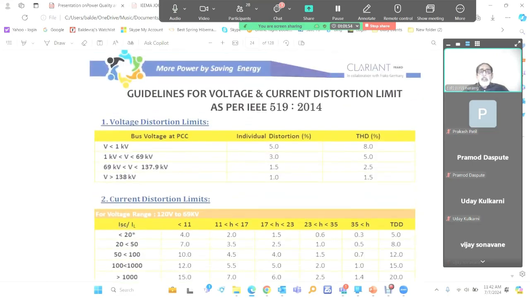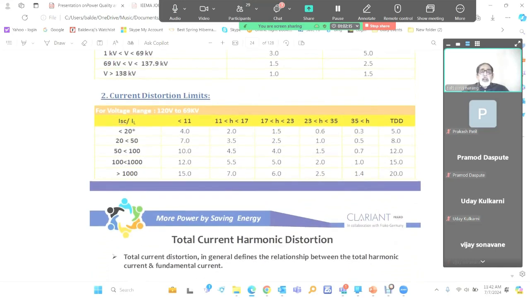Then we have the IEEE 519 guidelines. Most of us, most of the consumers, are at this 1 kV to 69 kV level. So the voltage harmonic distortion THD is 5%, and the individual harmonic level is 3%. And for current distortion, again, most of us are at this 20 to 50 ISC by IL ratio, because we have to see the TDD value.